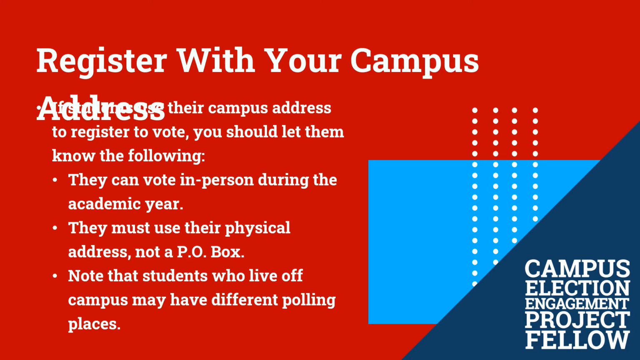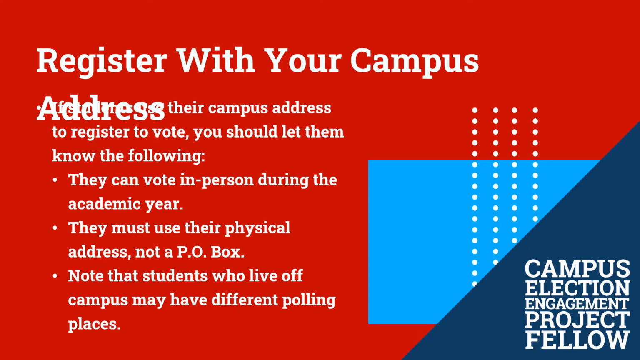Students choosing to register to vote with their campus address can vote in person during the academic year. They must register to vote with their physical address. This is important to keep in mind for students living in residence halls who may have post office boxes to receive mail. When holding voter registration events for residence halls, it is helpful to have a list of physical addresses, as they would be recognized by the Board of Elections.